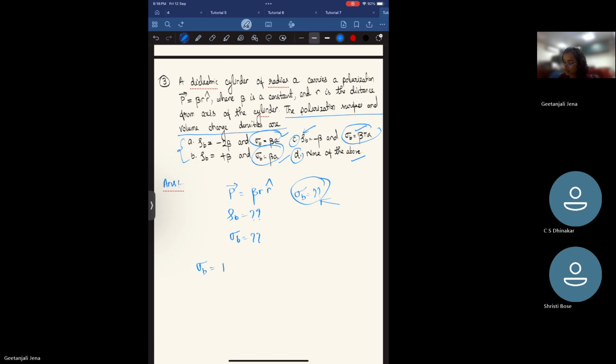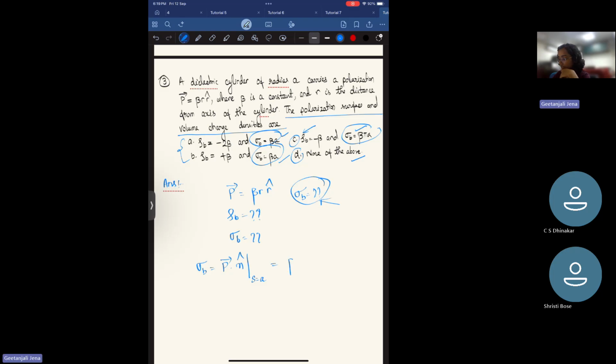So sigma B, you can easily find out this is nothing but P dot n cap, right? For a cylinder, what will be the n cap? Option D, because both surface charge density and volume charge density are equal and opposite. Okay, so let me calculate it first. So P dot n cap, and you need to calculate the surface charge density at the surface. So that means it is equal to A.